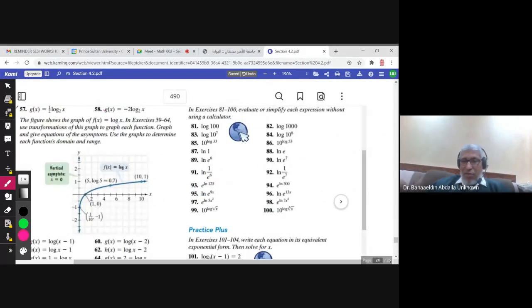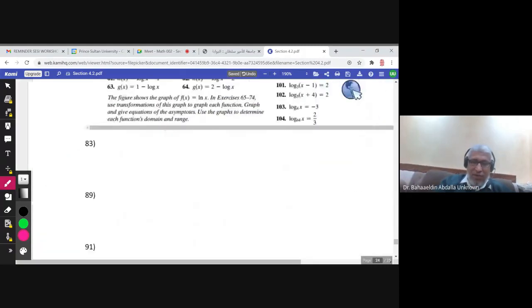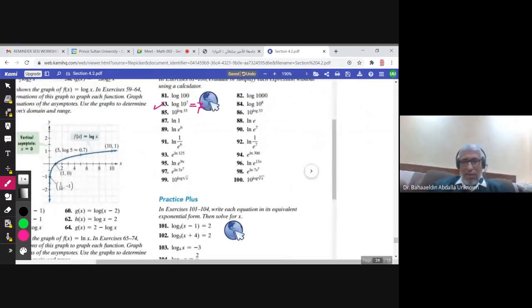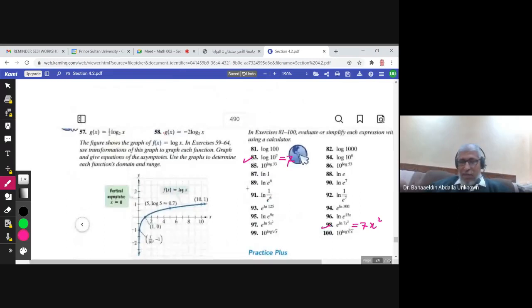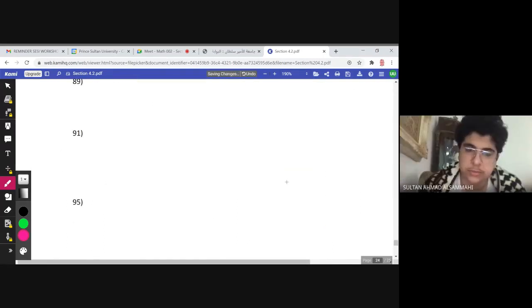Evaluate or simplify each expression. If you evaluate 83, log 10.7. If you look to the properties, this is immediately equal to 7x squared, 98, sorry. 89, he needs 89. 89 also ln cancels e, and the answer is 6.